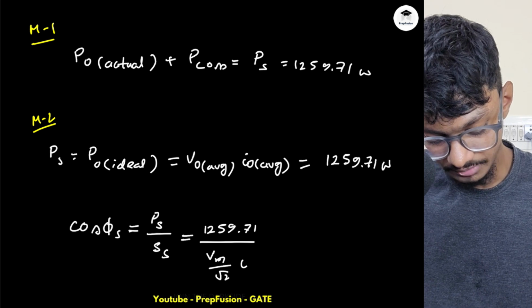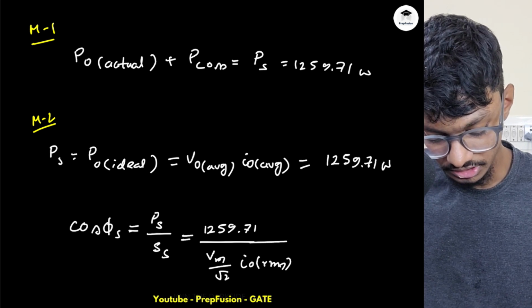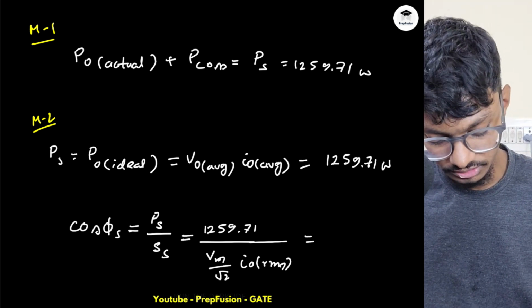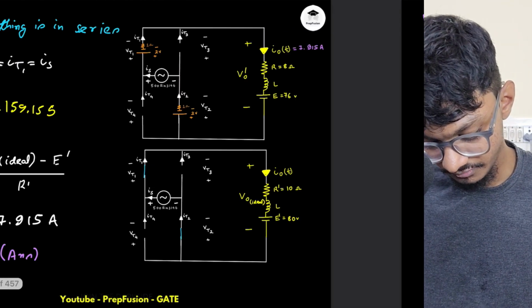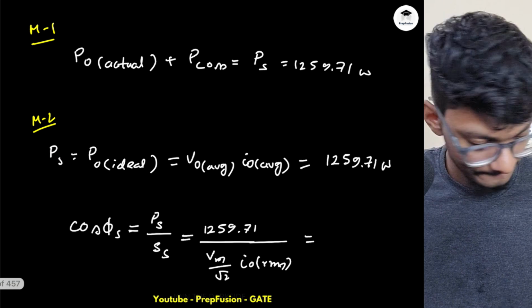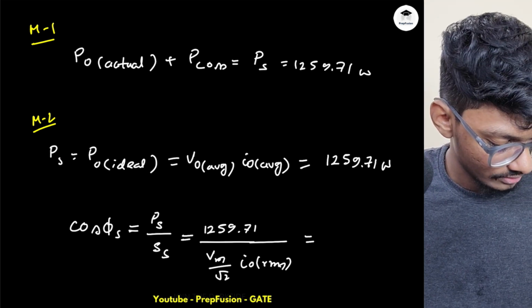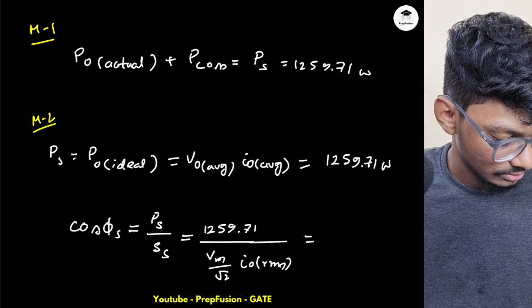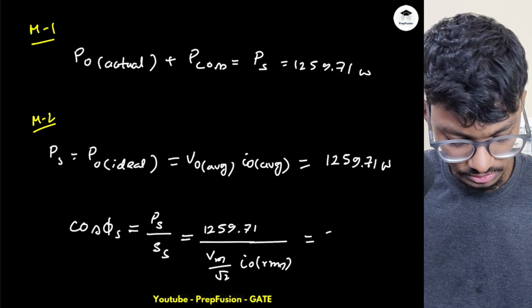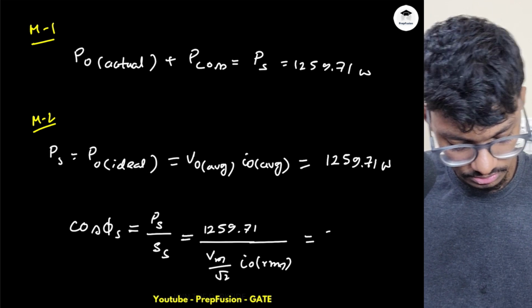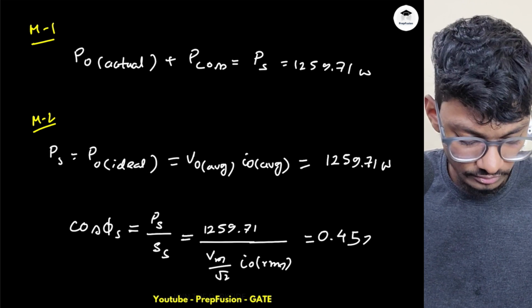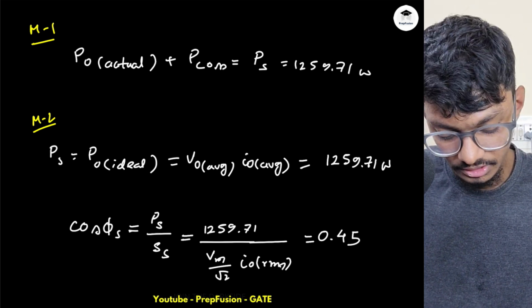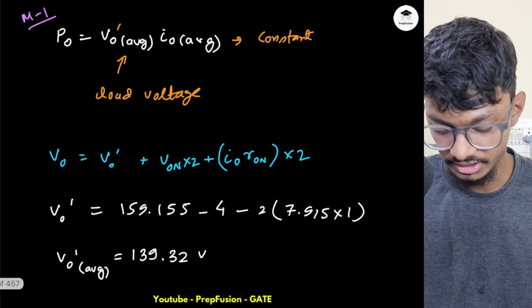And IS RMS is basically IO RMS. Why? Because the load current is constant and IO square is equal to IA square. So basically, if I divide this, VM by root 2, where VM is 500, yes, VM is 500. So 500 into 7.915 into, so this will be 0.45, right, 0.4522, or almost 0.45. So this will be the answer to this question. So the power factor and all those things, this will be the answer.